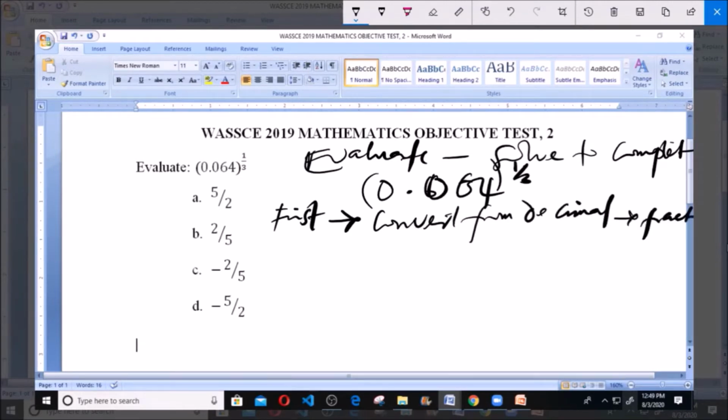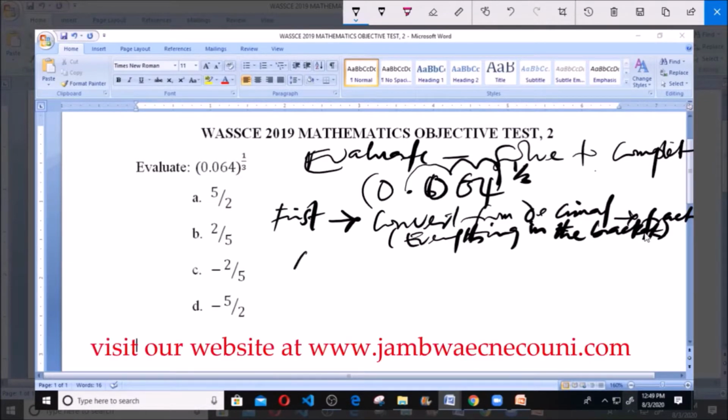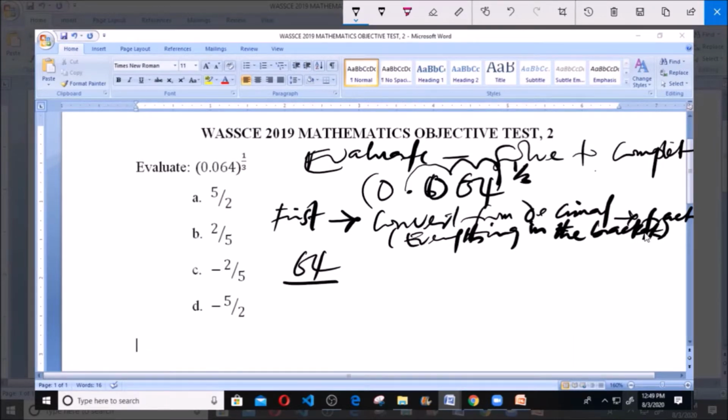Now this is in decimal form. Now we are solving only everything in the brackets. Now we are converting from decimal to fraction. In converting from decimal, you count the number of decimal places: 1, 2, 3. Now this 3 is equal to the number of zeros. So this 64 will be over 1, followed by 3 zeros. That's 1000. Now the question is 64 over 1000.